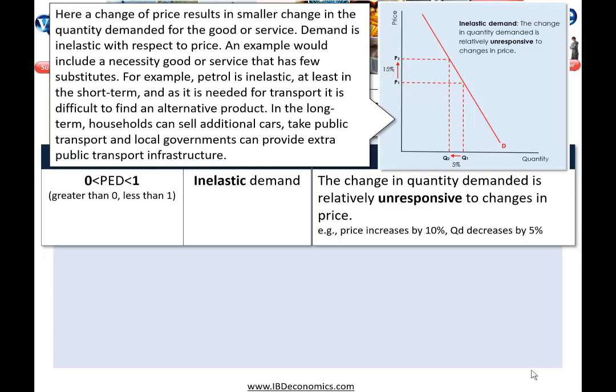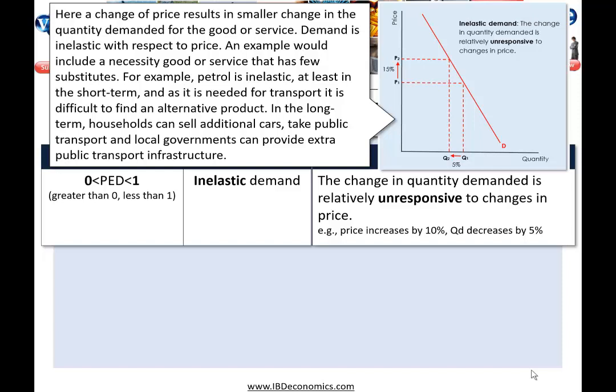When there's inelastic demand, we end up with a relatively steep demand curve. The change in quantity demanded is relatively unresponsive to changes in price. So we can see a relatively large change in price, and a relatively small change in quantity demanded there.